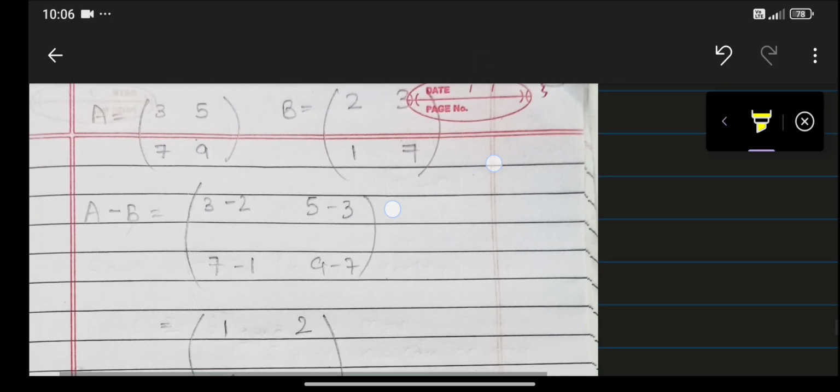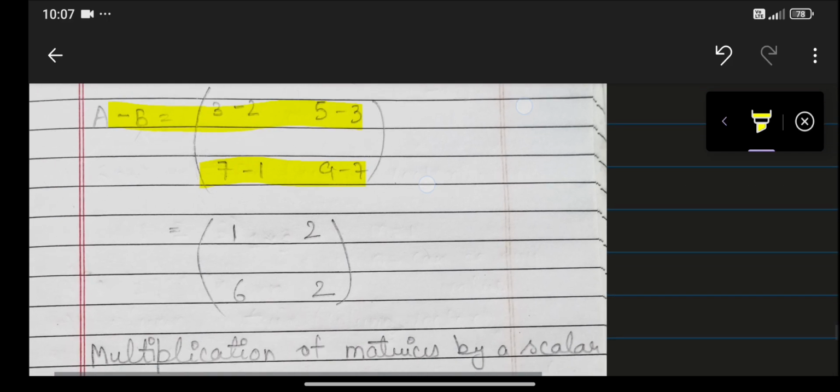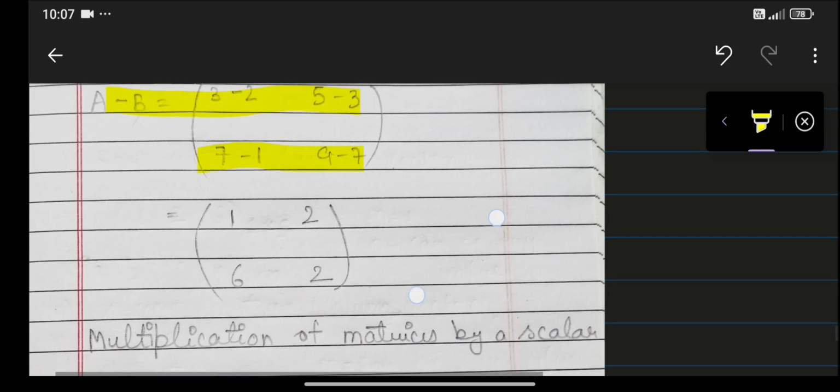Similarly, we perform the subtraction. While performing the subtraction of two matrices, we must take care that both the matrices have the same dimensions, right? The subtraction is performed by subtracting the elements which are at the same position from one another. So if we are performing A minus B, then 3 must be subtracted from 5, 1 must be subtracted from 7, and 7 must be subtracted from 9. So on performing the subtraction, we get the required result, right?